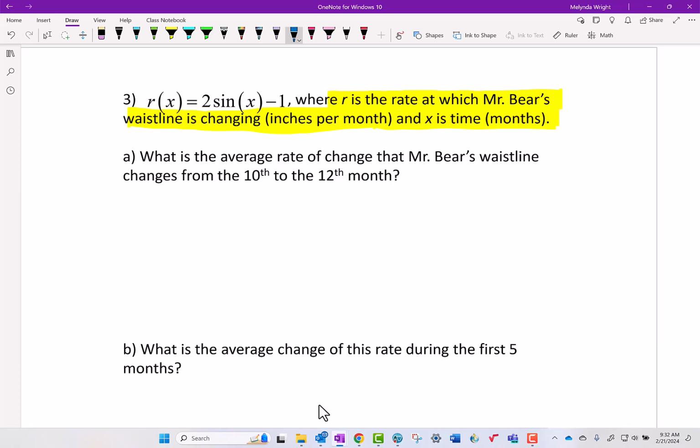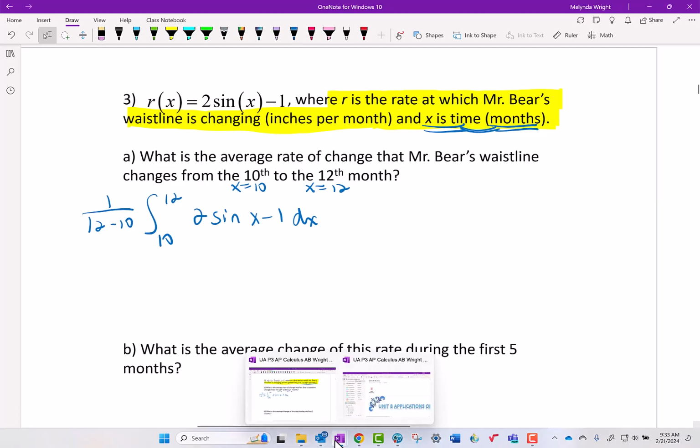So it's from the 10th to the 12th month. X is time in months. So let's translate this. X is time in months, so that means X would be 10 and 12. That's the time in months. So I have 1 over 12 minus 10, integral from 10 to 12 of 2 sine x minus 1 dx.